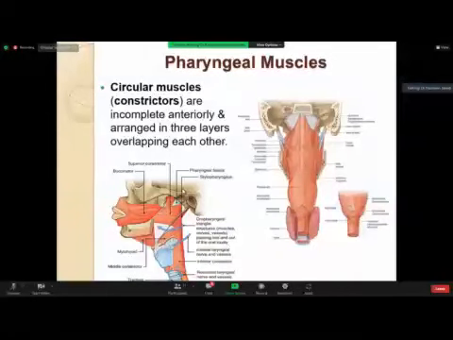So we have three groups of constrictors. We have superior constrictor, we have these middle constrictors, and we have these inferior constrictors. All these are incomplete anteriorly, and they are arranged in three layers which overlap each other.